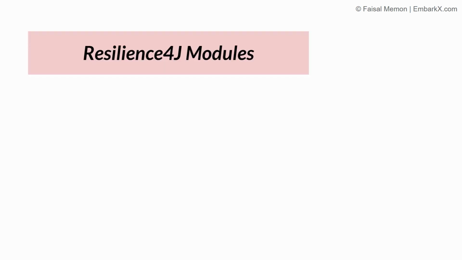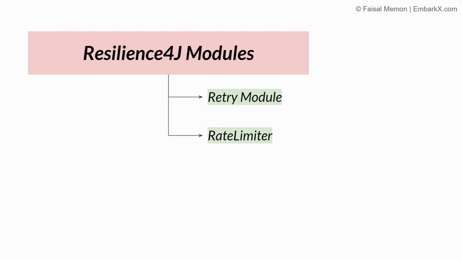Now let us talk about some of the Resilience4J modules that I would like to introduce you all to. So the number one is the retry module. We have rate limiter, then we have bulkhead and circuit breaker. Let us talk about retry module.